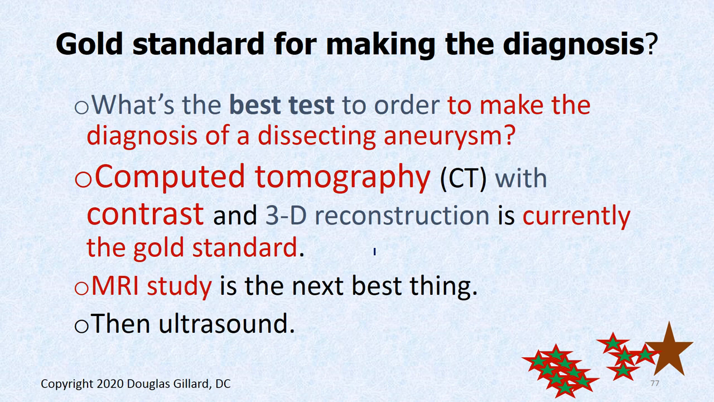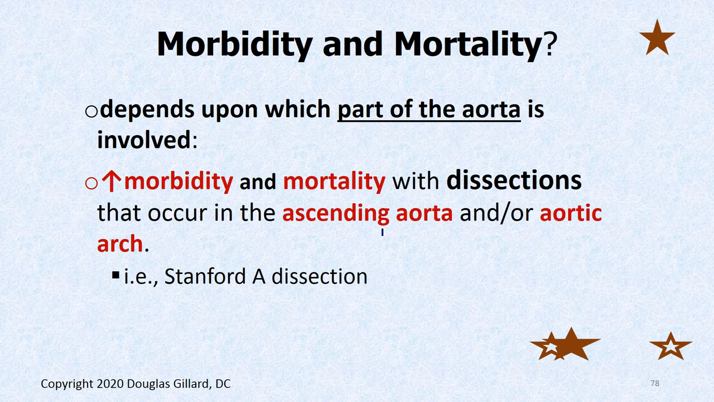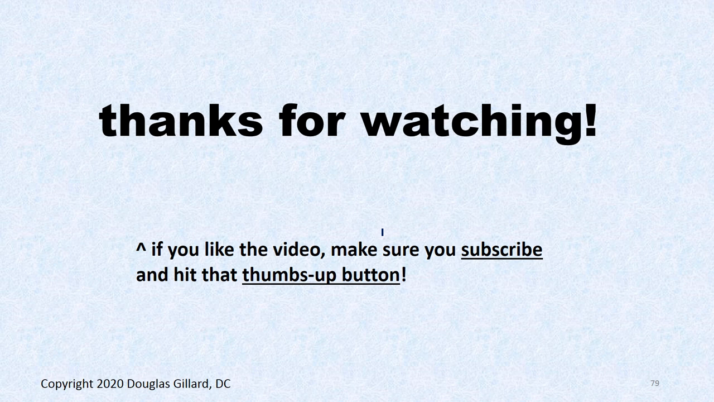How do you make the diagnosis? A CT, computed tomography with 3D reconstruction is nice. MRI study is the next best thing. Third best thing is ultrasound. But a CT scan with contrast is the gold standard. Got it? And with regard to morbidity and mortality, it really depends on what part of the aorta you're talking about. The closer you are to the ascending aorta, the higher the morbidity and mortality rates. And that's going to bring us to the DeBakey classification system and the Stanford classification system for dissecting aneurysms. And that's what we'll get into next time.